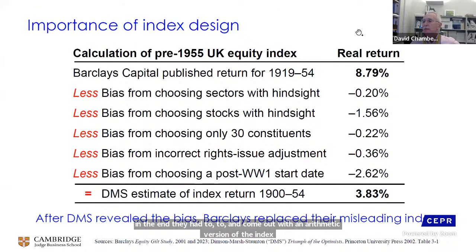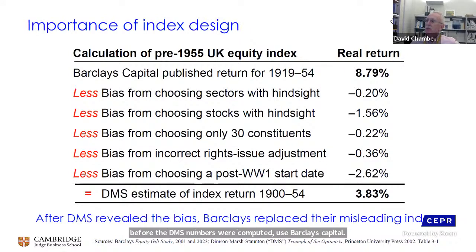Another example illustrating the importance of index design is that for a long time, people in the UK, again before the DMS numbers were computed, used Barclays Capital as their source for estimating long-run equity returns. For the period 1919 to 54, which was the first part of the sample period they covered, you can see they estimated a quite high real return, annualized, of nearly 8.8%.